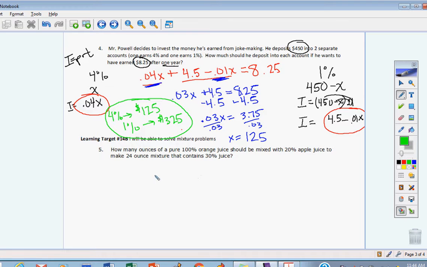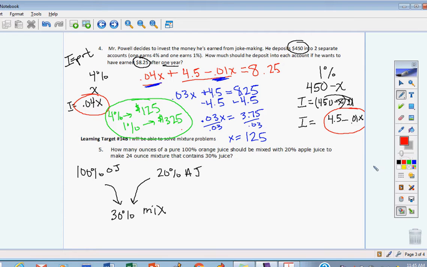Hopefully you can see how this problem is very similar to the last problem, but it has to deal with juices and percentages. So here's the idea. I'm going to take 100% pure orange juice. So I got OJ over here that's 100%, and I'm going to mix that with 20% apple juice. But like we've been talking about in class, when you mix these two together, you don't get 120% juice. That doesn't make sense. You're going to have a 30% mixture. Okay, so this is the mix down here.